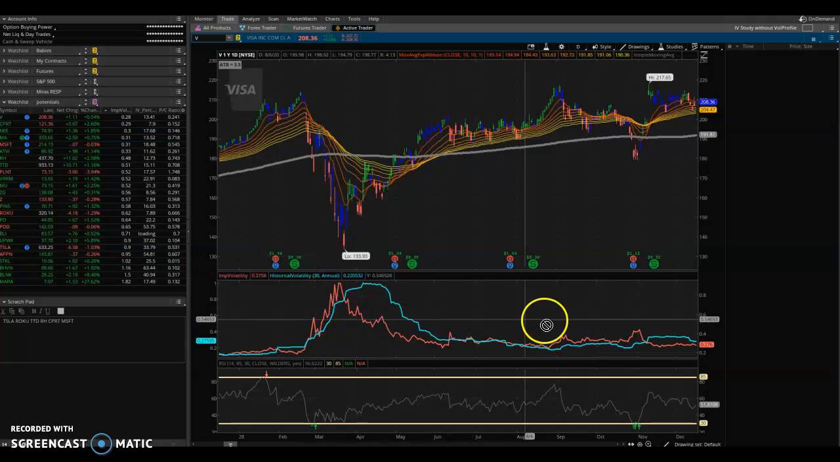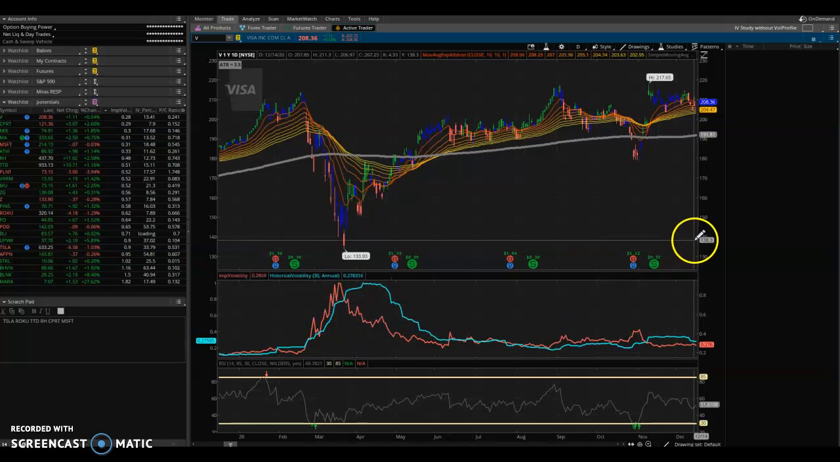But the bottom line here is that if you want to express a bullish view with Visa right now, volatility is cheap. Your best bet would be to buy straight calls. You can buy the stock, but of course, it's not as leveraged and it costs a lot more money. And I'm not saying I'm bullish Visa right here. I'm saying if you wanted to express a bullish view, buying calls would not be the worst idea.